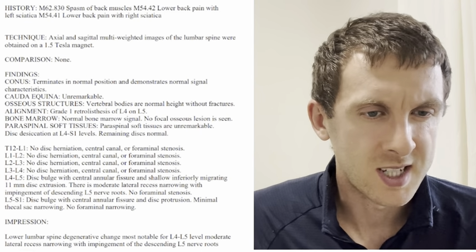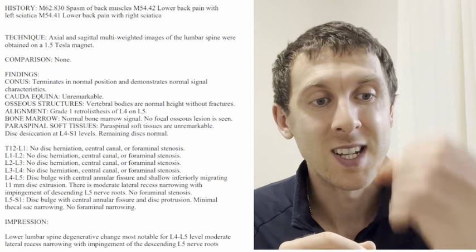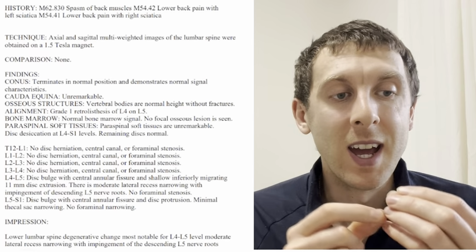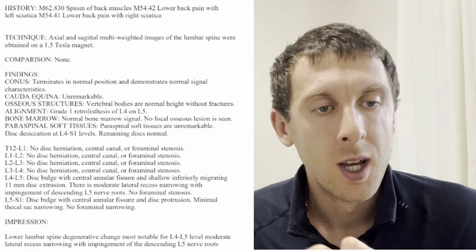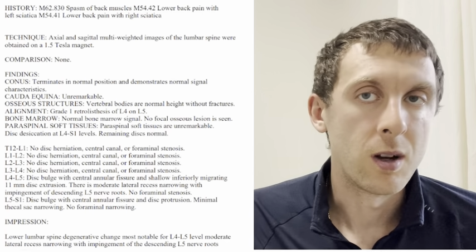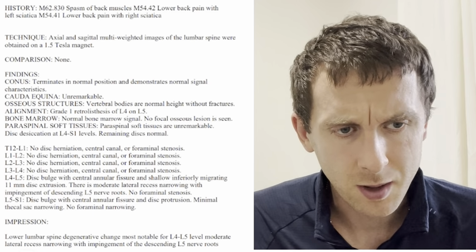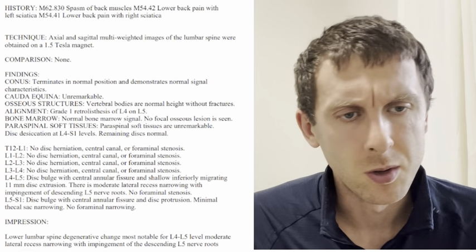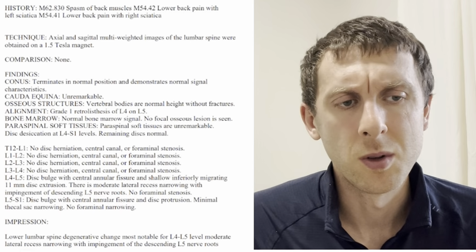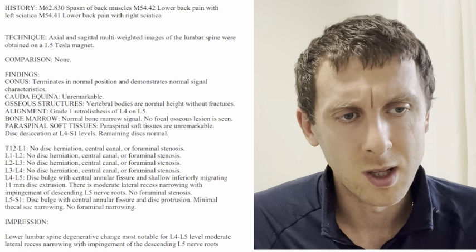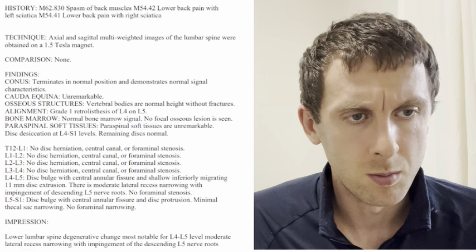Minimal thecal sac narrowing. The thecal sac is basically the sleeve that the nerves are enveloped in as they continue to travel down from an extension of your spinal cord. So there's a little bit of narrowing in that region, and then no foraminal narrowing. So again, not really anything that we're concerned about specifically at that level. It's more so the L4-5 that we're looking at more in depth.